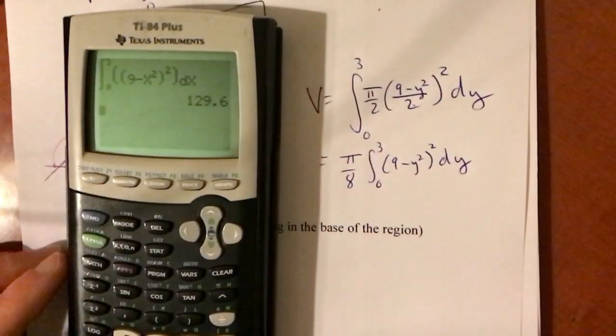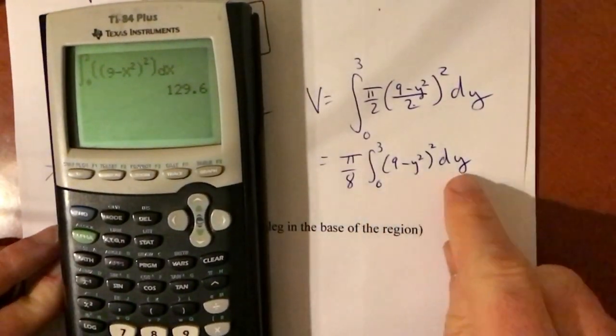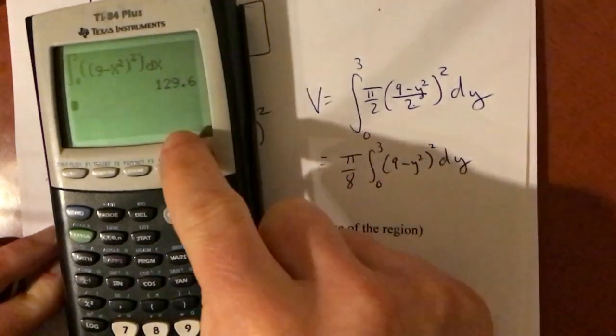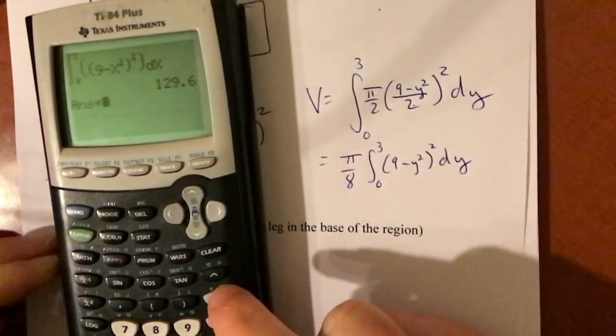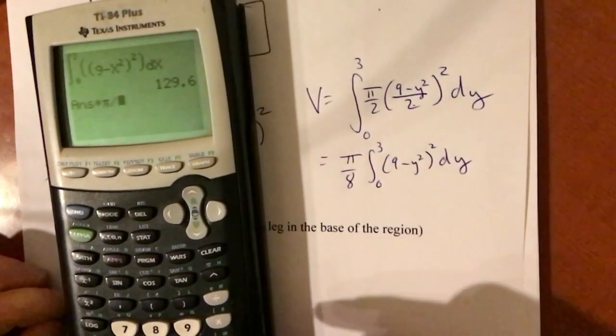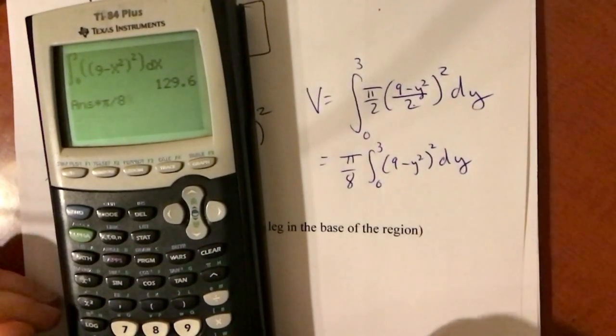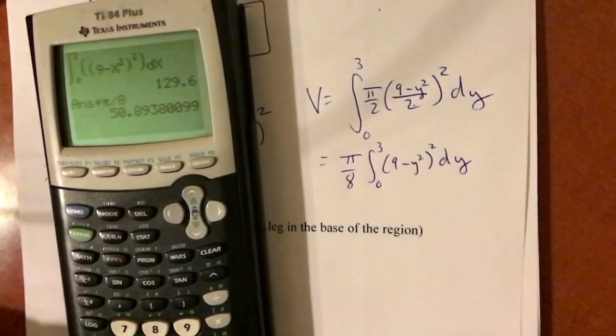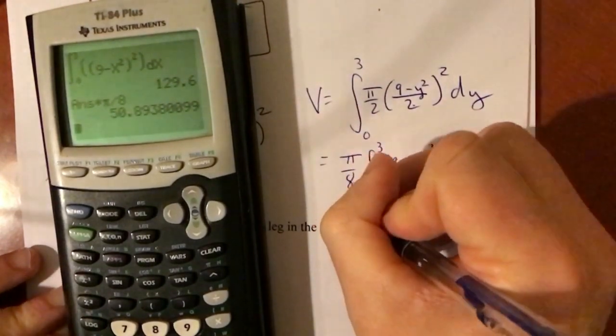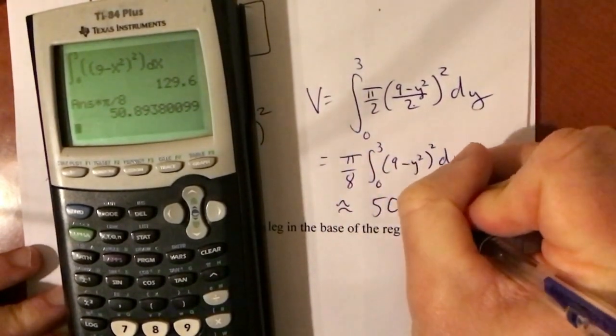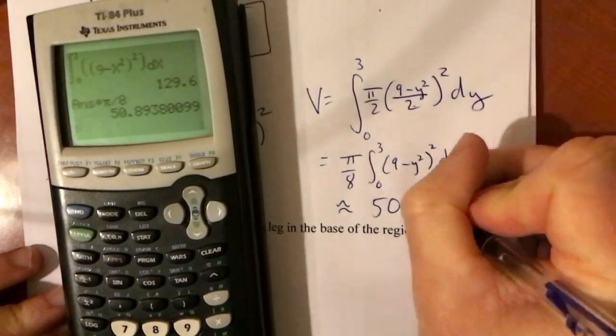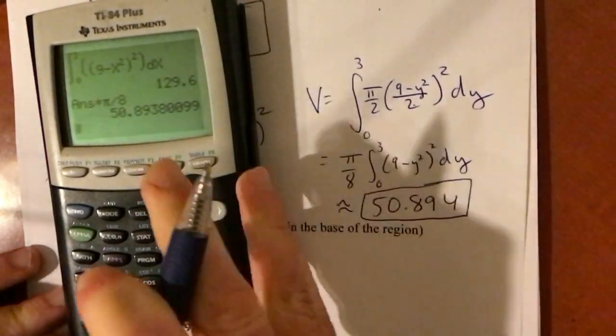And that kind of makes things nice, because that right there is the integral we just calculated, which is still on the screen. So I could just take that and multiply by pi over 8. Or even if I wanted the exact value, I would just make a fraction out of it, leave it in terms of pi. But we have 50.894, or 50.893 if you like to truncate.